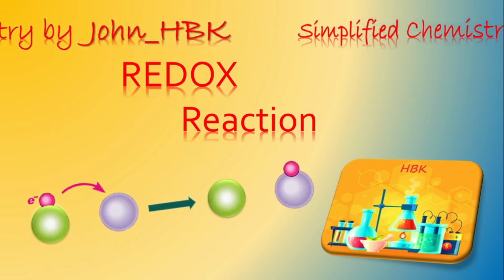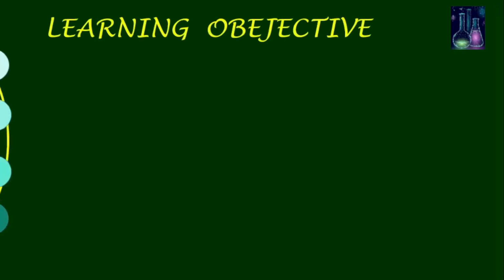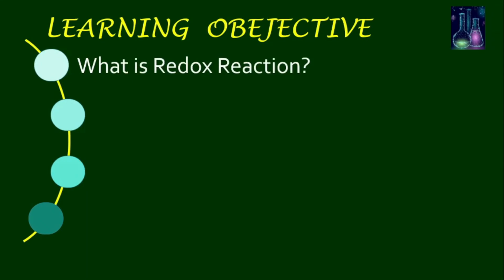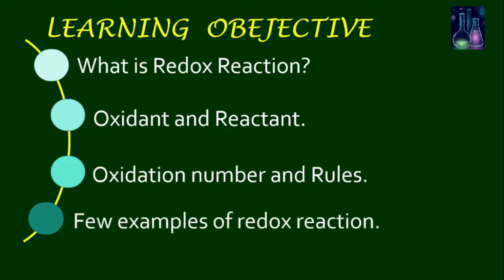So let's look into our objective. Our learning objective: What is redox reaction? What do we mean by oxidant and reductant? What is oxidation number and rules to assign it? And a few examples of redox reaction.